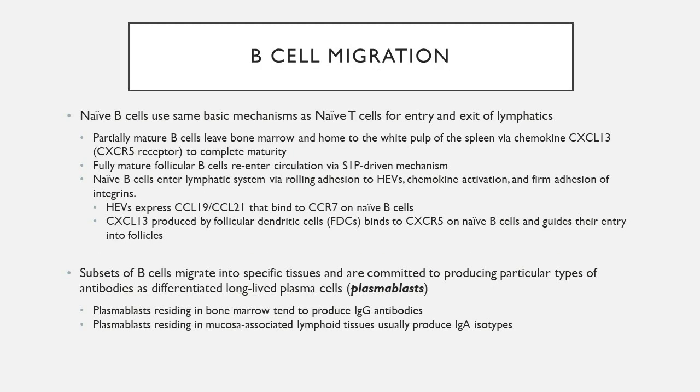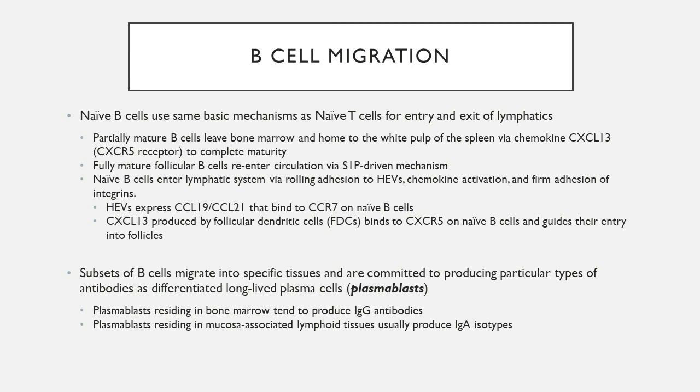Now, as I mentioned before, T cells express the most diverse set of chemokine receptors because they have to migrate to many different parts of the body. B cells, not so much. So B cells are going to be sort of a simplified version of T cells. They follow many of the same patterns, but they don't have to go to as many tissues because their effector function is to produce antibodies, which act at many different sites of the body, as opposed to the cells themselves, as in the case of T cells. So again, it follows the same basic mechanisms as T cells for entry and exit of the lymphatics.